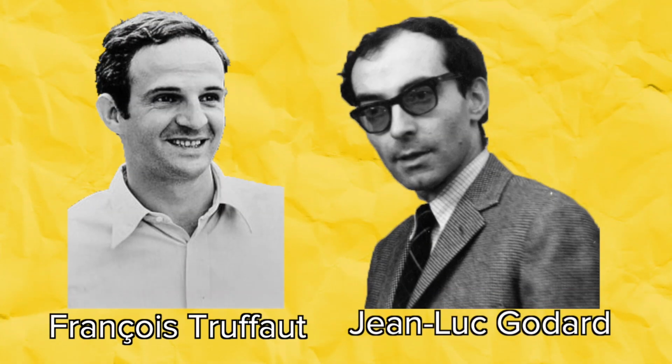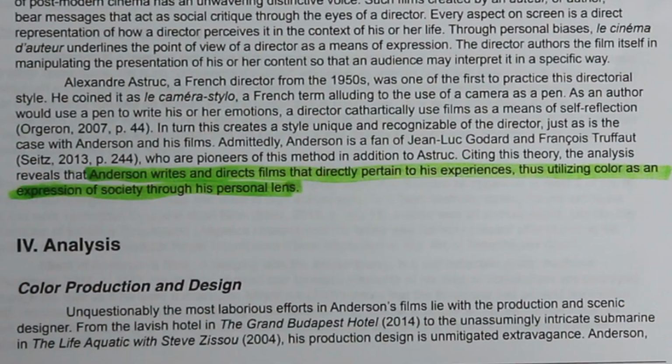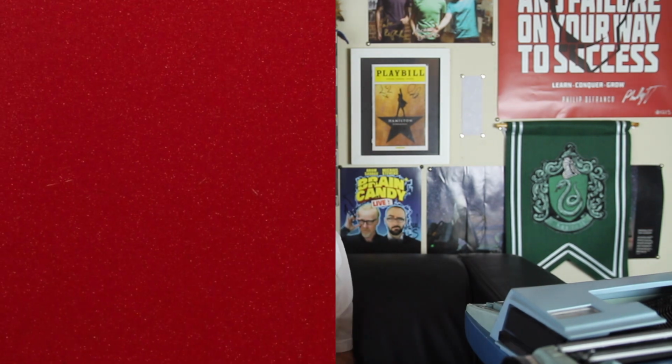Wes Anderson himself is a big admirer of Francois Truffaut and Jean-Luc Godard, pioneers in this theory. Thus, it makes sense that, quote, Anderson writes and directs films that directly pertain to his experiences, thus utilizing color as an expression of society through his personal lens. While each movie does have its own distinct color palette, the two colors that are most popular throughout Wes Anderson's entire filmography are red and yellow.